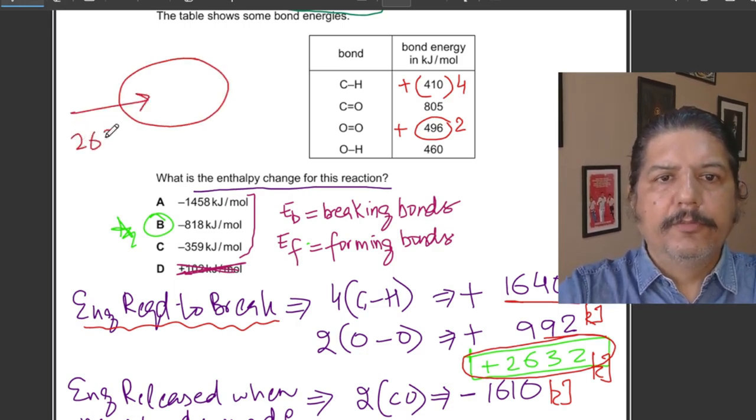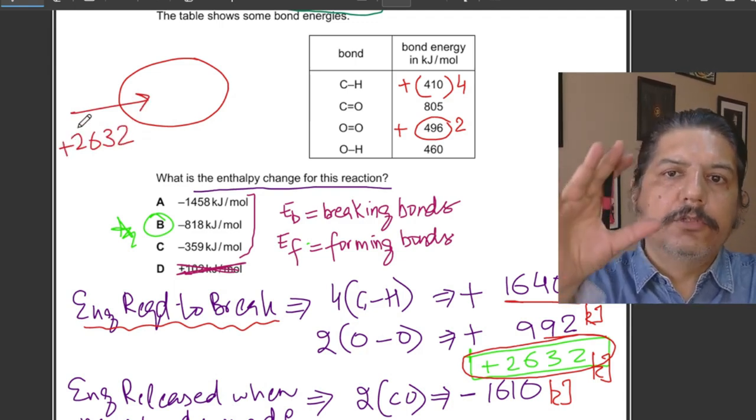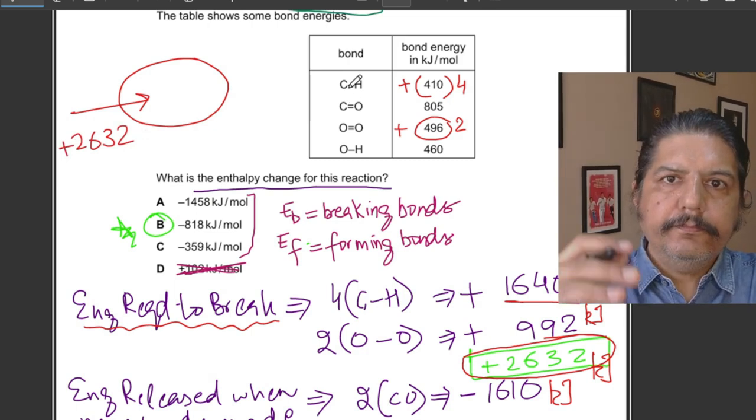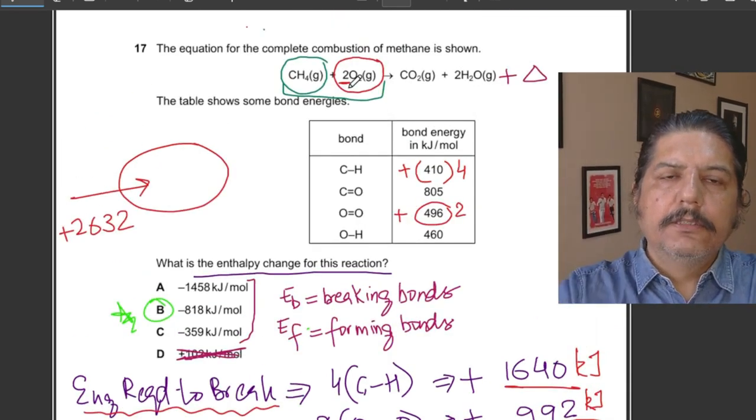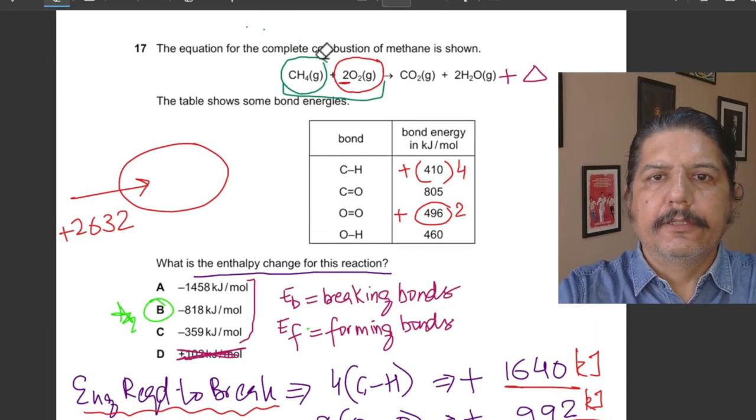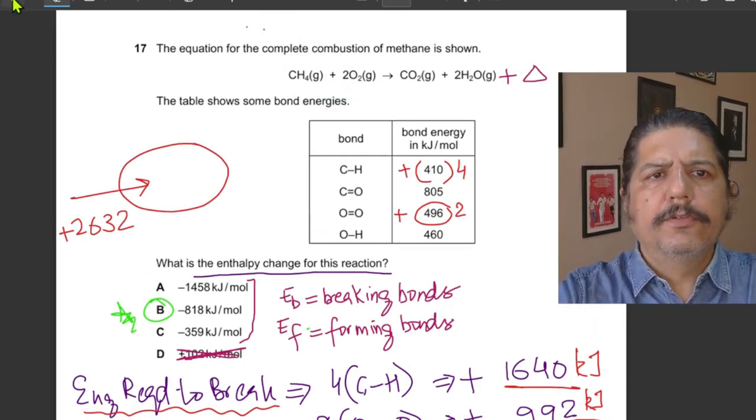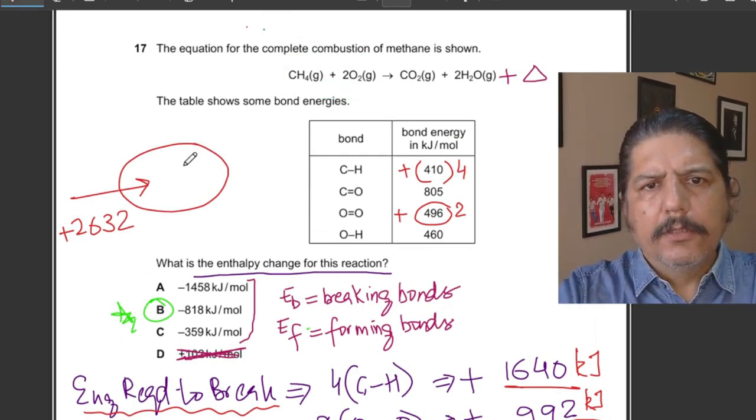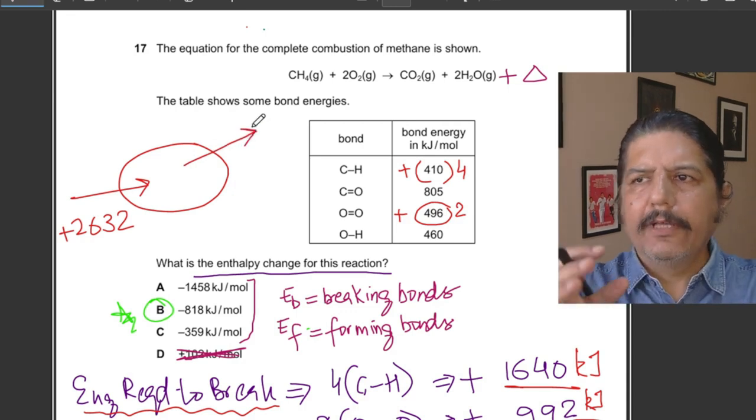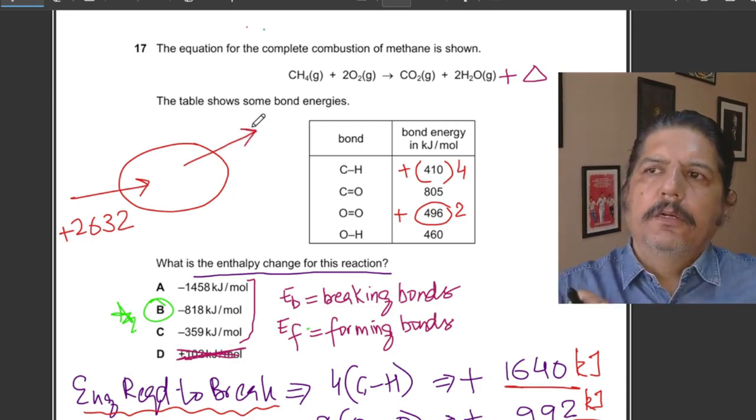2632 kilojoules of energy would be put into the system to break the bonds of the reactants on the left side. I hope this is making it clear, because this is a fairly simple topic.